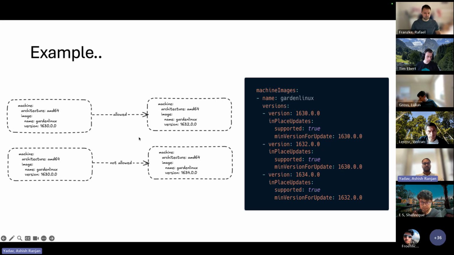So this is allowed. But what if you try to update from 1630 to 1634? As per the cloud profile, it is not allowed because in order to upgrade to 1634, the min version for update is 1632. So this change will be rejected. In order to upgrade to 1634, first you will have to transition to 1632 and then from 1632 to 1634. I hope this clears up the requirement of the min version for update field.